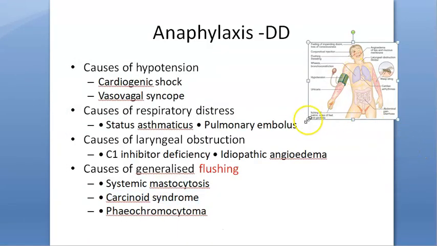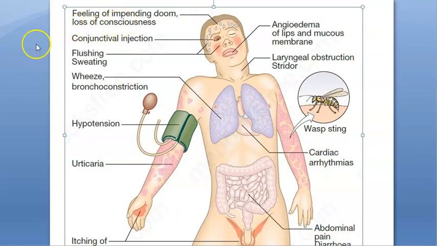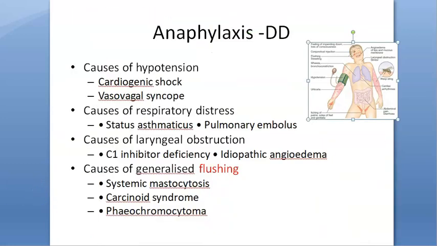So clinical features, guys, look at this, what and all will be there. Feeling of impending doom, loss of consciousness, flushing, sweating, wheeze, stridor, angioedema of lips, mucous membrane, hypotension, urticaria, itching can be there of the palms, soles, feet, abdominal pain, diarrhea, cardiac arrhythmias, etc. Okay, so these are the clinical features that you have looked at.